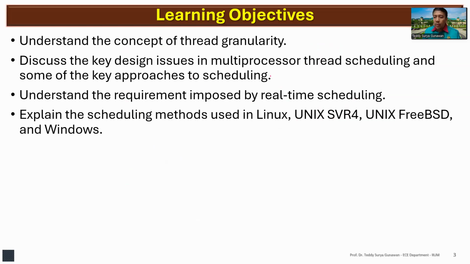Okay, so the learning objective for these chapters is to understand the concept of thread granularity. Okay, how big is the task that you want to synchronize or you want to divide? Okay, and discuss the key design issue in multiprocessor thread scheduling and some of the key approach to scheduling.